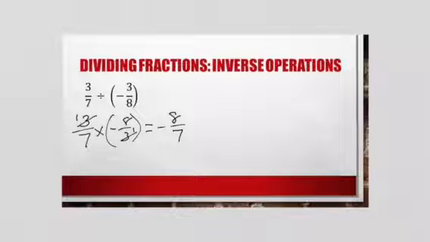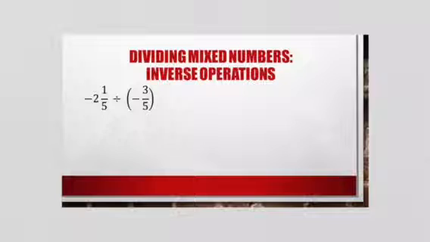Okay, let's go ahead and look at our next one. What if we have a mixed number involved? That's no big deal. You can always change it to an improper fraction. And in this case, it'll be 5 times 2 is 10, plus the 1 on top is 11. So it's -11/5. Now remember, we're going to use the inverse operations. We're going to do multiplying by -5 over 3.